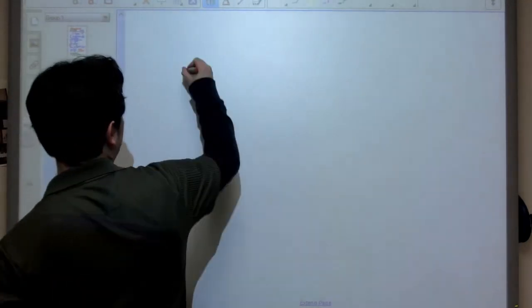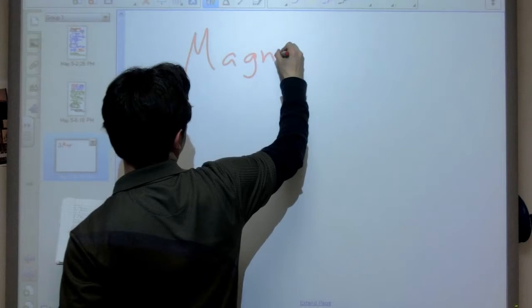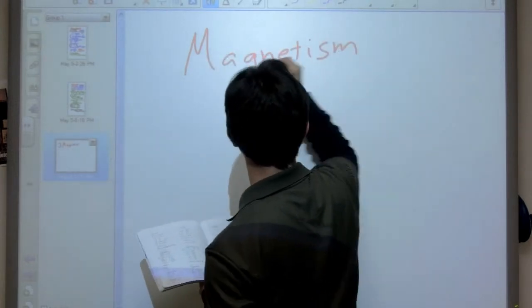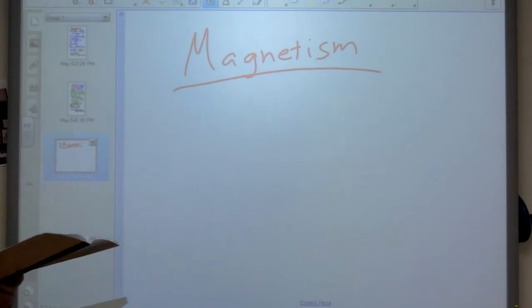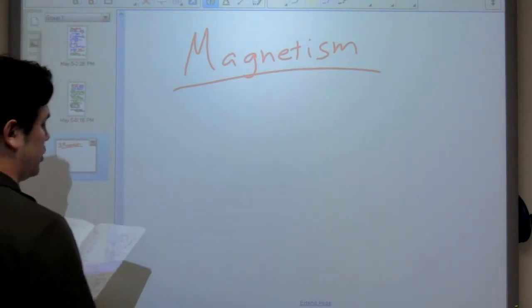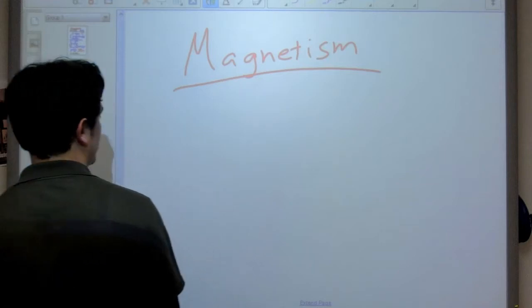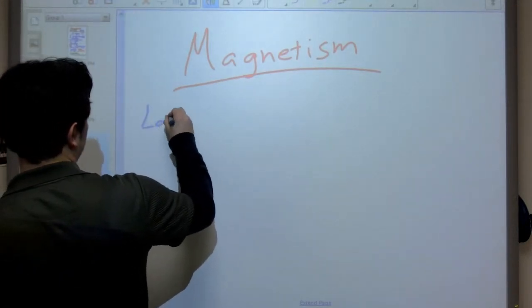All right, next up, magnetism. Magnetism has a couple of equations to try and balance. The main ones are going to be, we'll go ahead and get started with those, the Lorentz force.